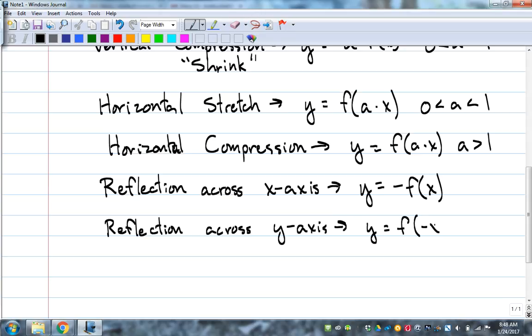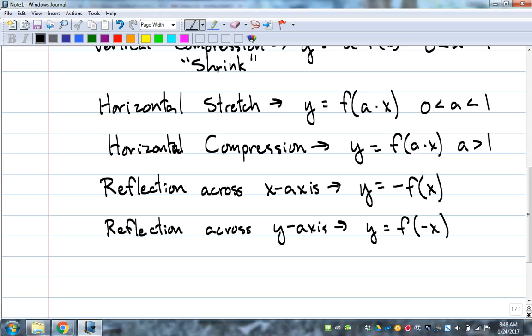is changing all the signs of the x values. So you're going from x being a positive 3, change it to a negative 3, and it just flips it across the y-axis, moves it to the other side. So negative on the outside, it's a reflection across the x-axis. Negative on the inside, reflection across the y-axis. That's what we need to remember.